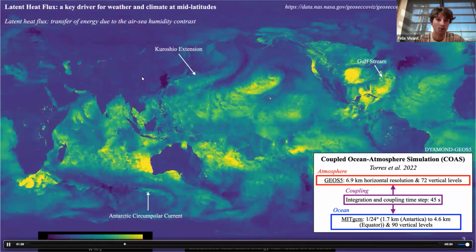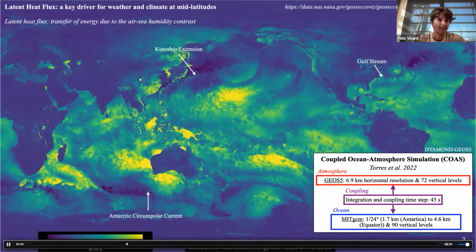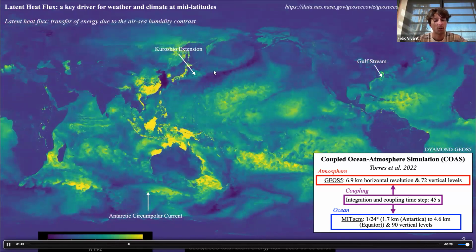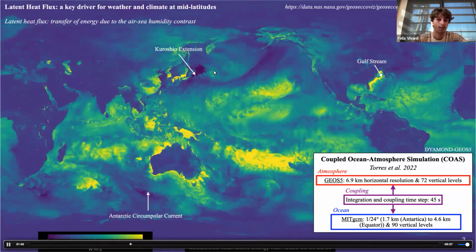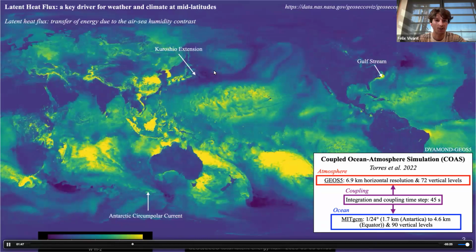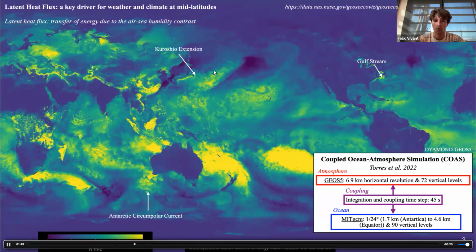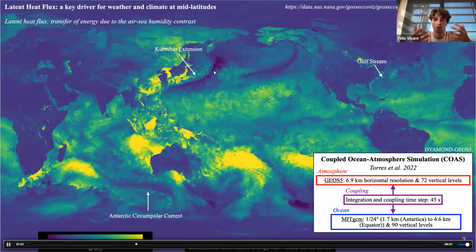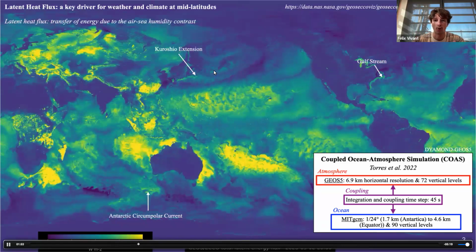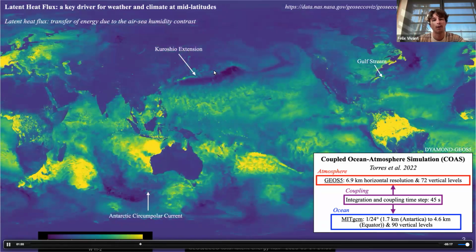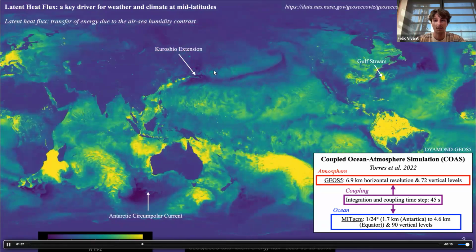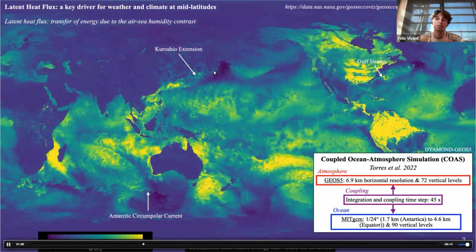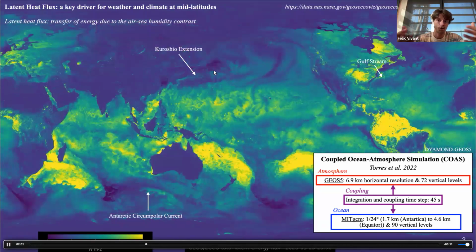So this is a global model, as you can see in this movie, of latent heat flux. Latent heat flux measures the transfer of energy between the ocean and the atmosphere, from the ocean to the atmosphere due to the evaporation of water. And those fluxes are really important for weather at mid-latitude, because it drives convection, so cloud formation and all the moisture processes.